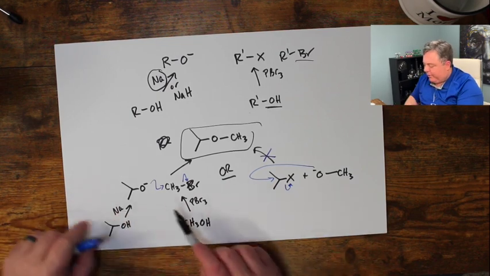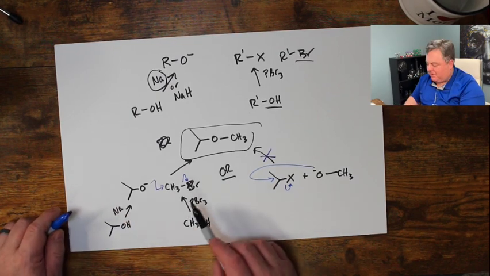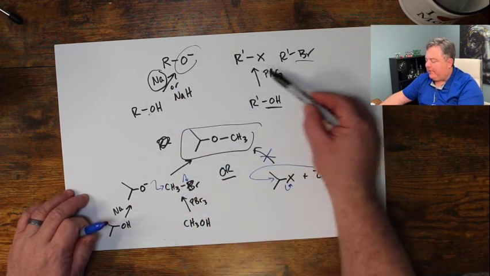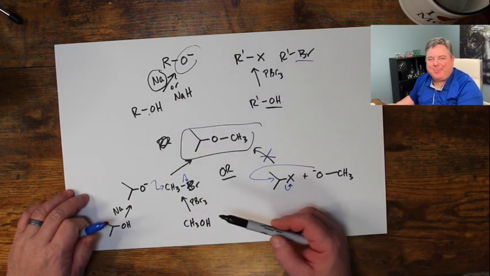Try to make it where you're attacking something that's not very crowded, and you can make an O minus from an alcohol and sodium, and just make sure the other group has a good leaving group on it.